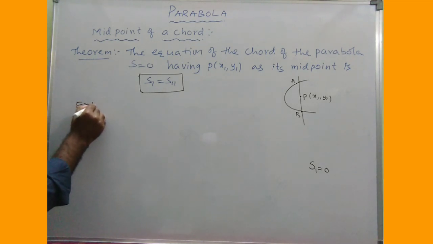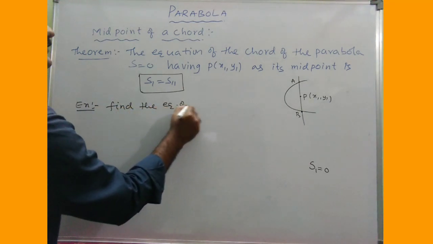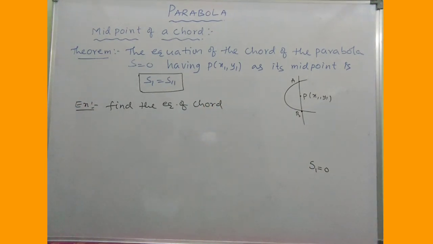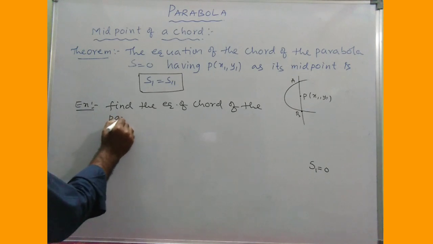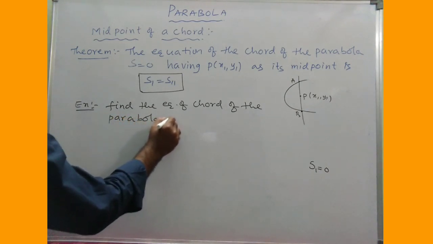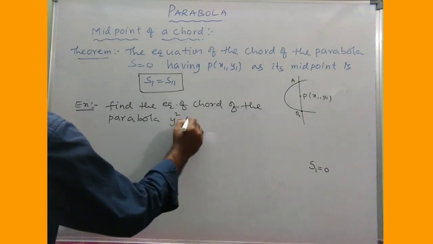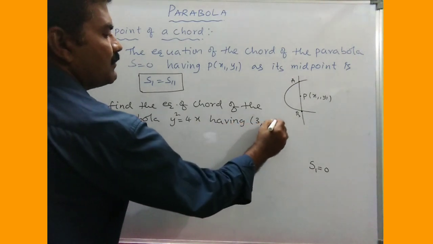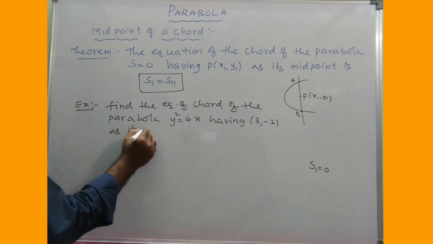For example, find the equation of the chord of the parabola y square equals 4x having 3 comma minus 2 as its midpoint.